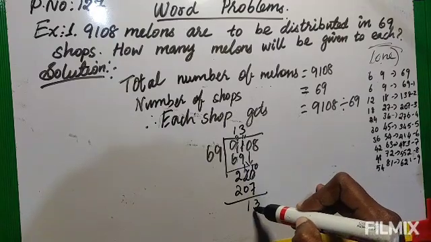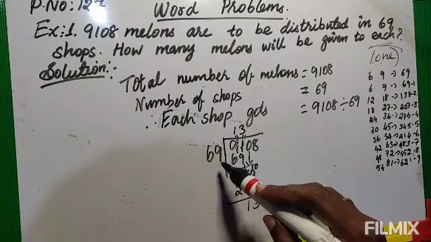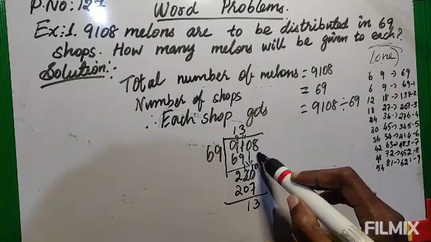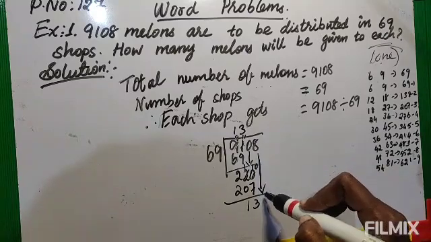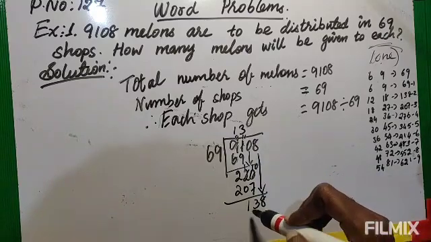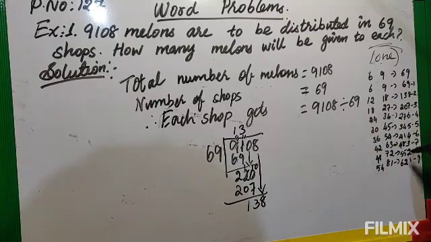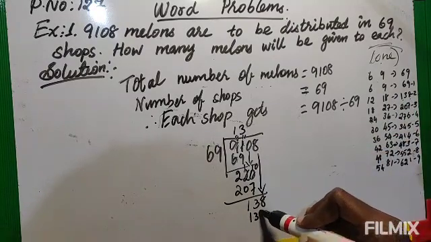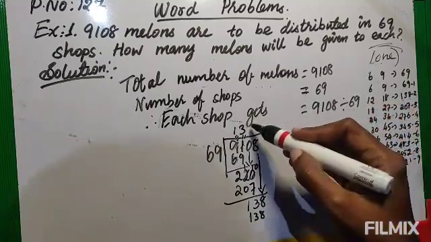So now 13, your remainder, is smaller than the divisor, so your division is correct. So now you have to take the next number down. It is 8. Now 138, you have to check. 138 is here. So write 138, and 138 is how many times? 2 times.